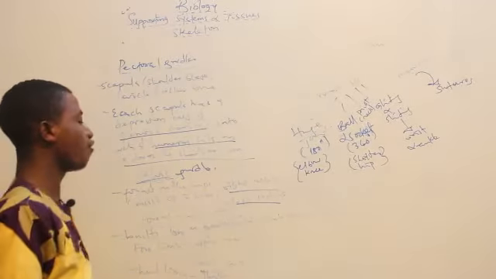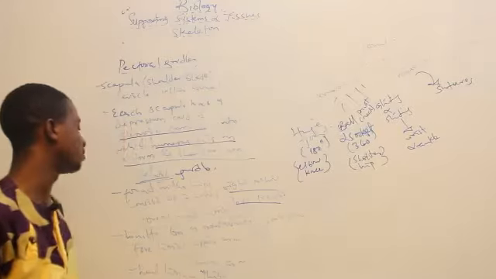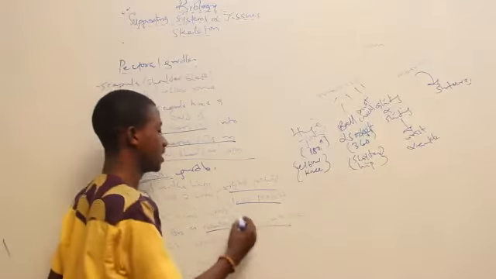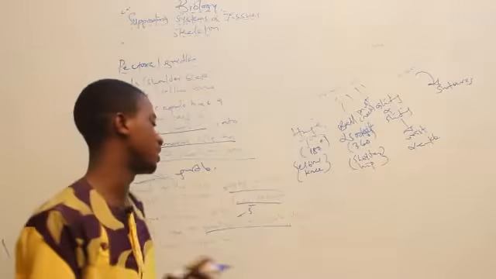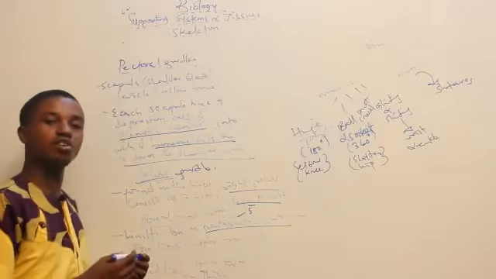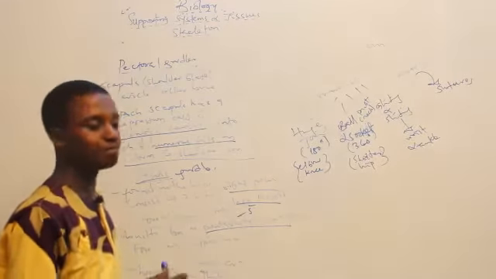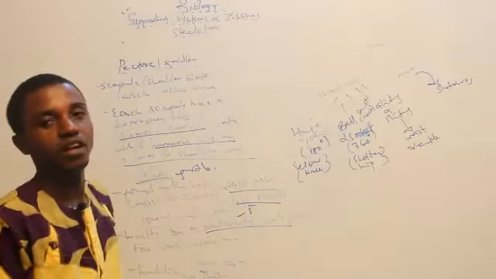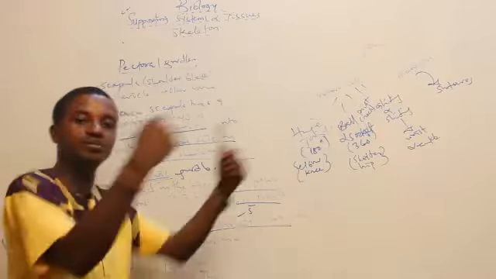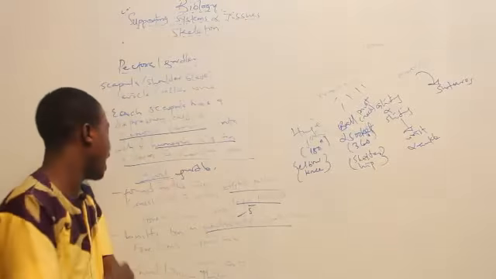And now down to the fore and hind limb. The fore and hind limb are built on a plan called the pentadactyl limb plan. It simply means the 5-digit limb plan. The forelimb consists of the upper arm and the lower arm.